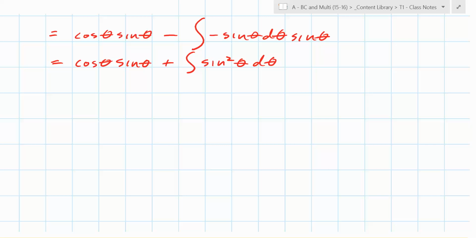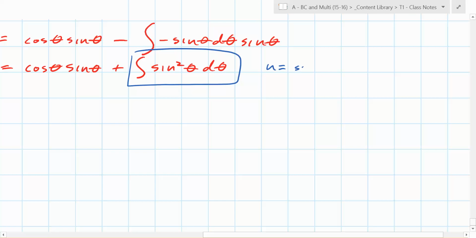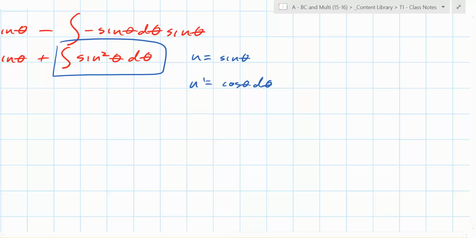What did we do in the last problem? Did we do parts before? Yeah. So let's use the same lesson. Switch to blue here on this right here. What do we want u to be? Sine theta. So u prime is going to be what? Cosine theta d theta. So what does v prime equal?